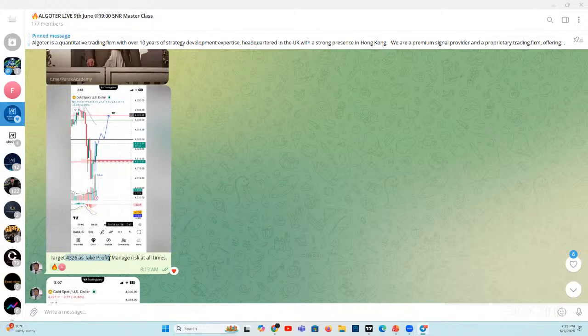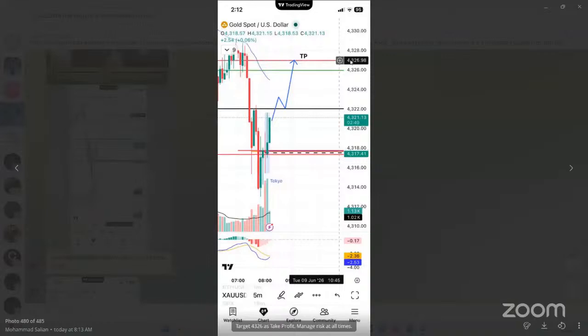That is my forecast. Why did I forecast target 4326 as take profit? Manage risk at all times. So where is 4326? Somewhere there. 4326, there is my red line. That's the 1 hour level. There's another, orange for me is M30, but you get the idea. The black one for me is the daily. And the green is the 4 hour.